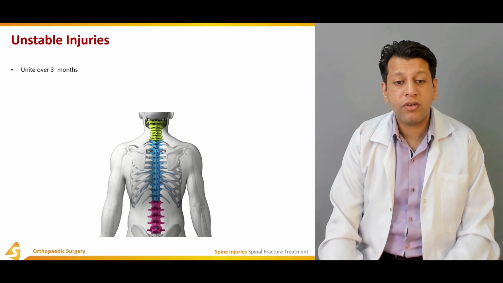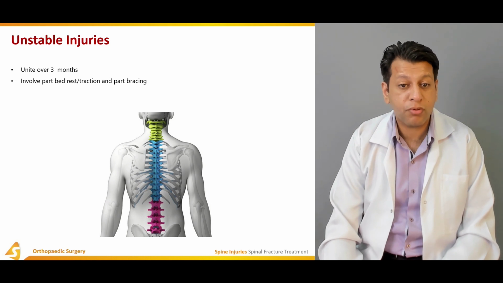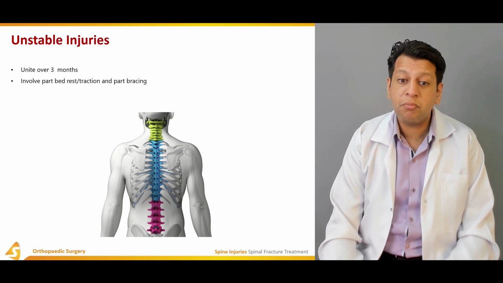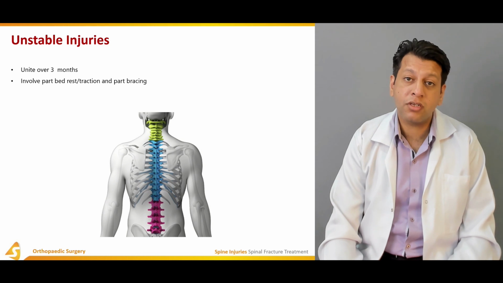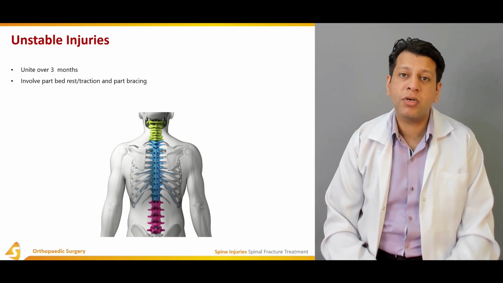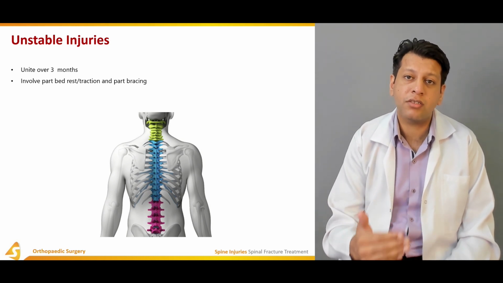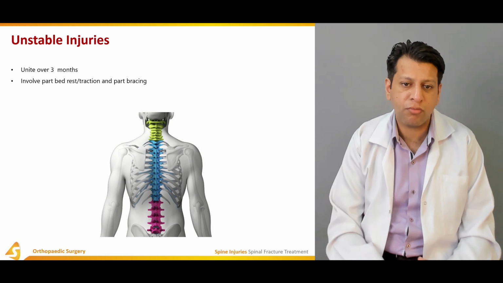Unstable injuries usually unite over 3 months, but that is for unstable injuries without any neurological compromise. They involve some bed rest, some traction, and some bracing. Now, if there is an unstable injury and there is no neurological compromise, you cannot just leave it as such, because there is always a chance of that unstable injury eventually causing neurological compromise.